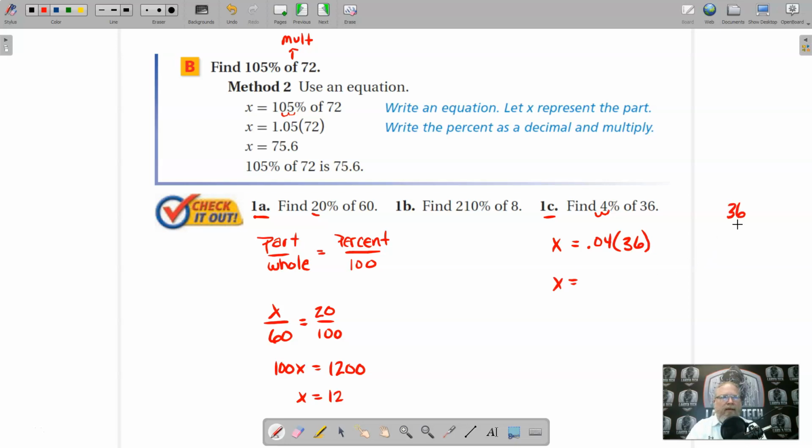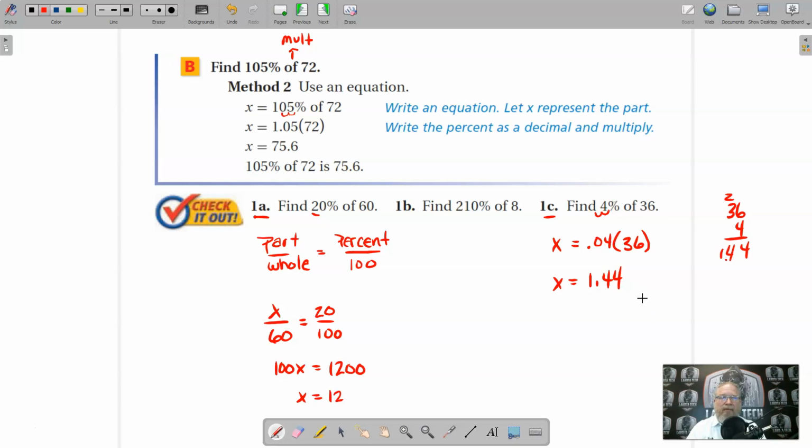I guess I could do that by hand really quick. 6, 6, 12, 24, carry the 2, 12, 14. 144, and I need to move the decimal over 2 places right there, 1.44. So does this answer make sense?